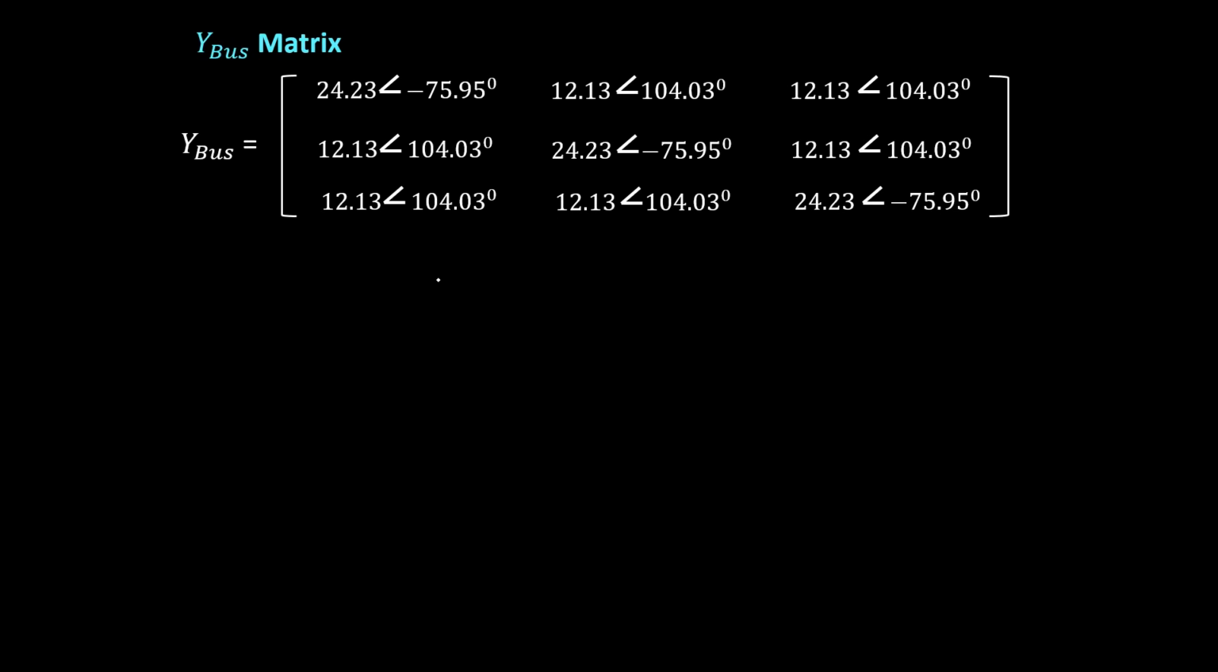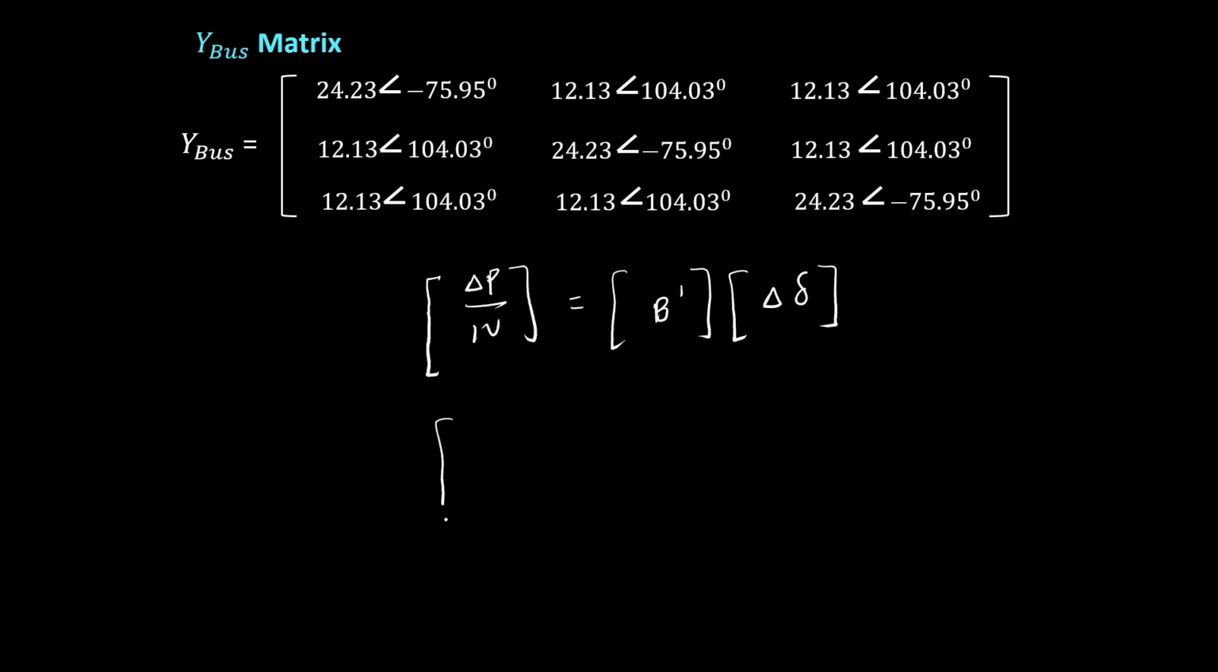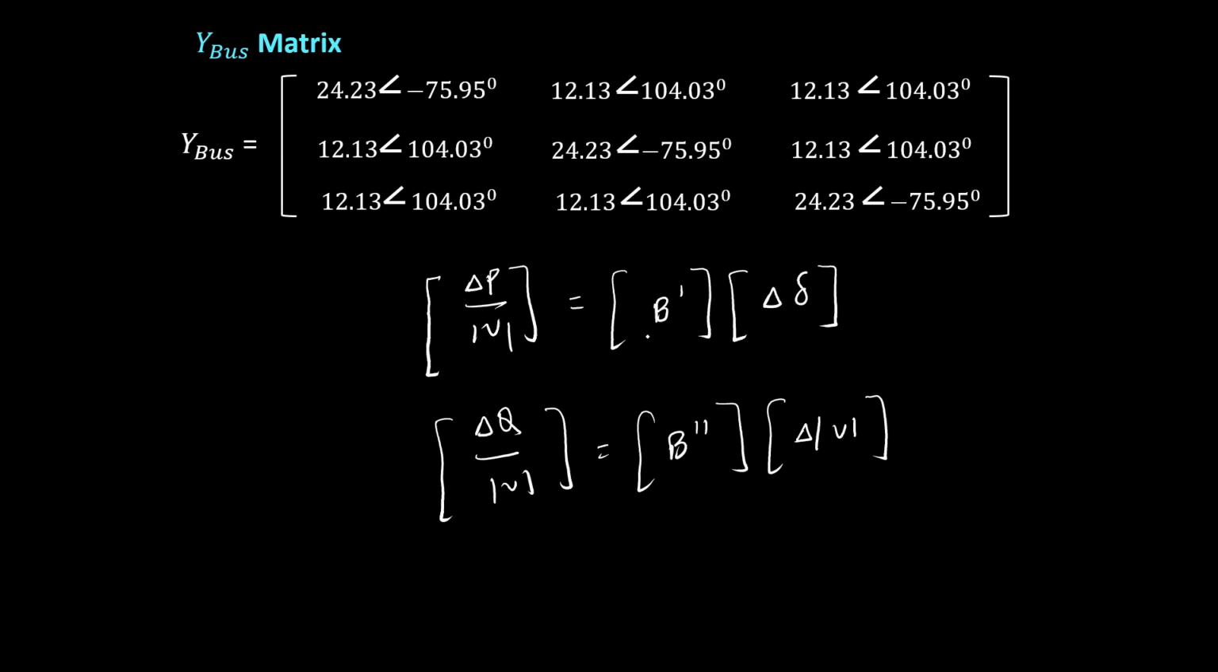So if you could recall the equations, we have the final equations as delta P by mod V is equal to B prime matrix. Okay, so it is the B coefficient matrix which is multiplied by delta del. Similarly, if you could recall the reactive power equation, delta Q by mod V is equal to B double prime and delta mod V. Right? So here we need to form the B prime and the B double prime matrices.